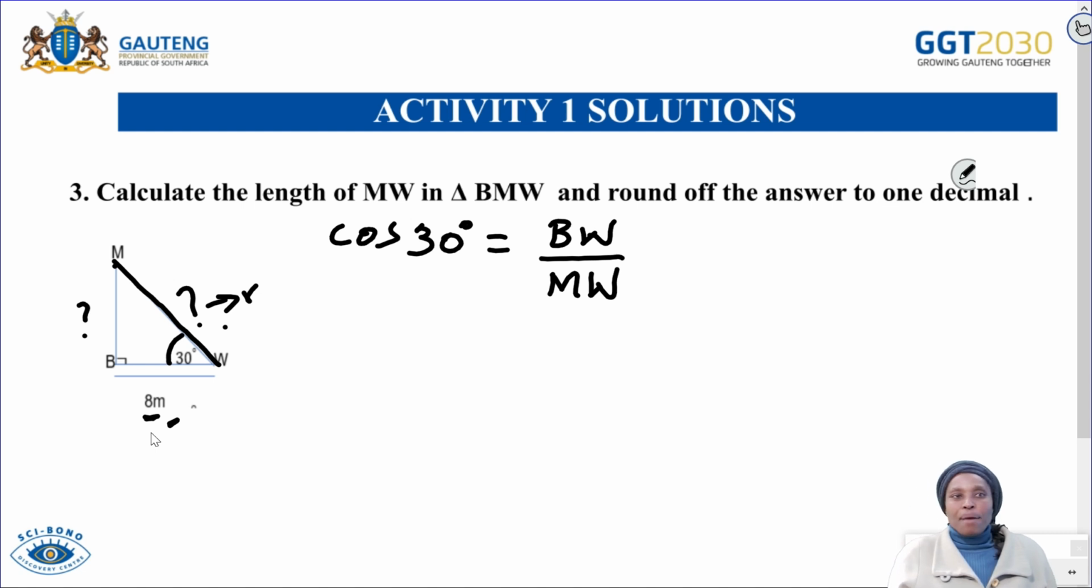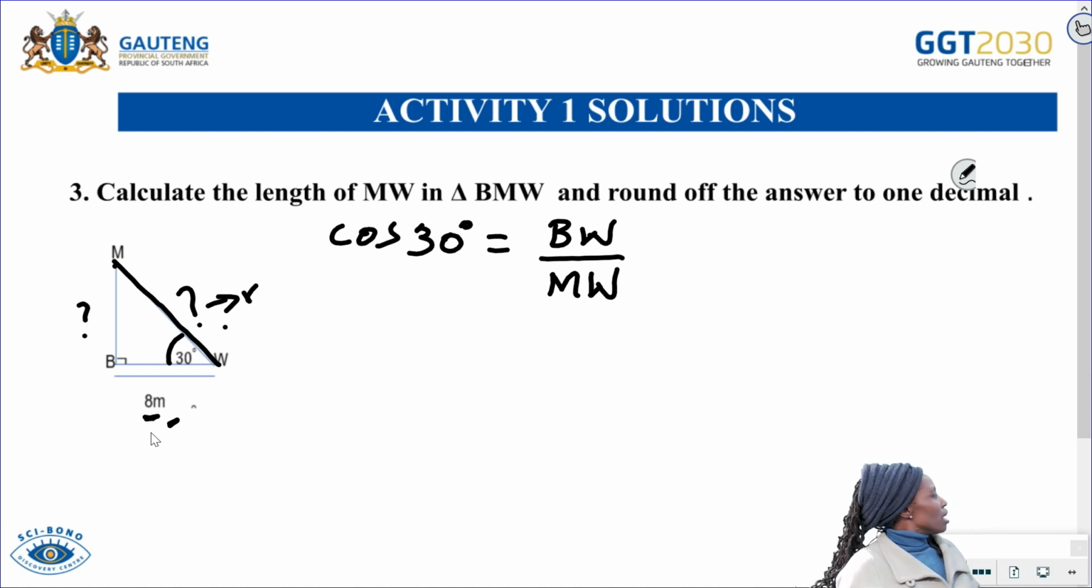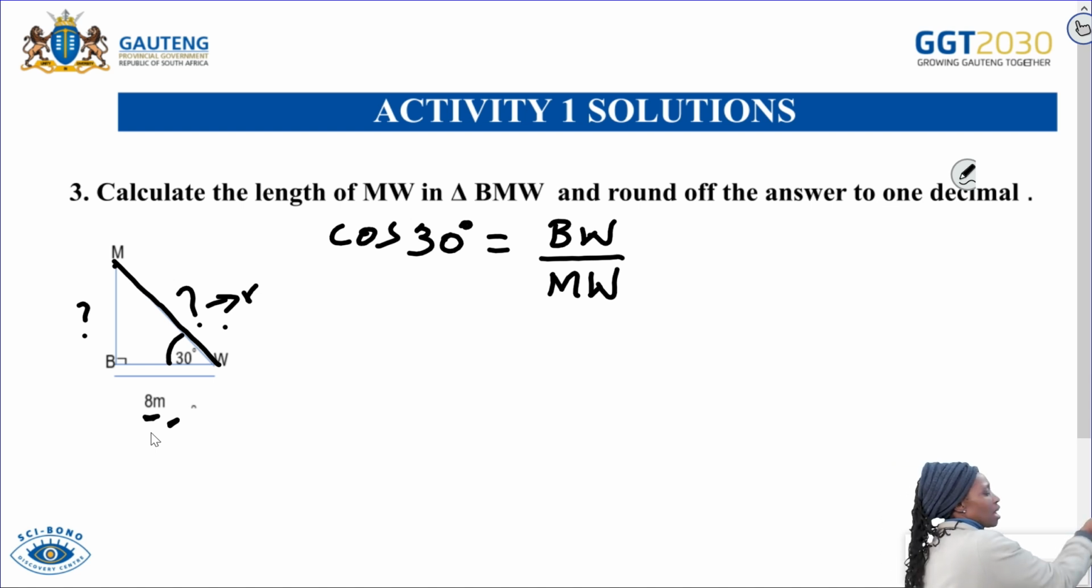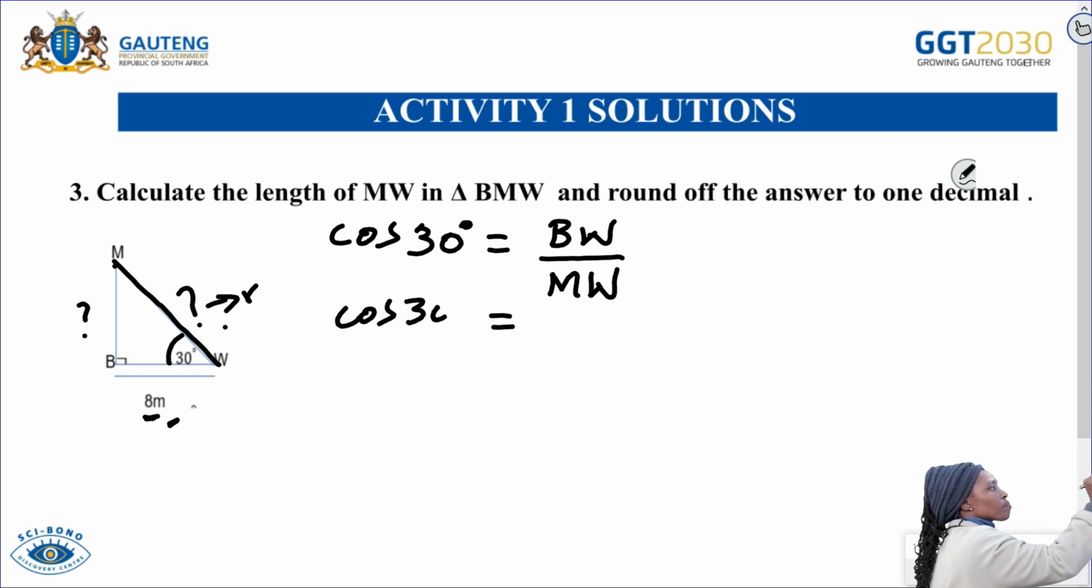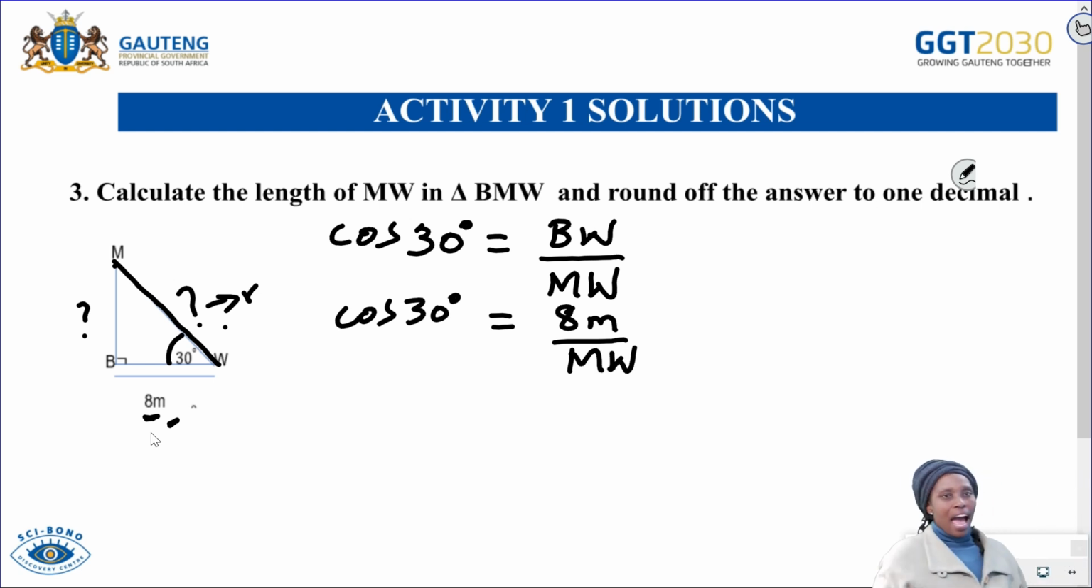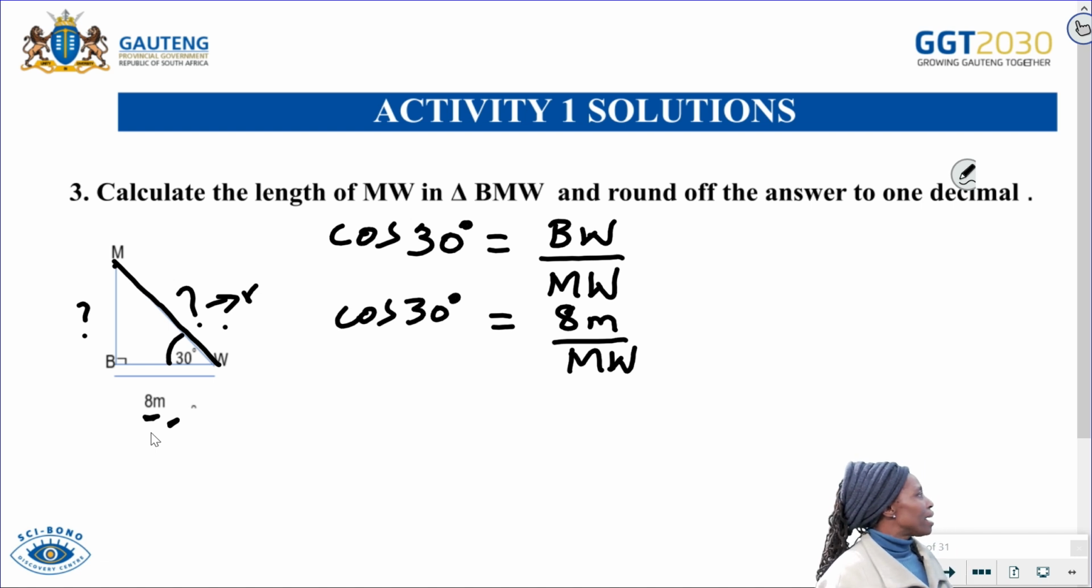So what am I solving? I am not solving anything because I'll be leaving the question unsolved if I take tan or I take sine. So the best ratio to use is cos of the angle. Cos 30 is BW, which is 8. I put the values now. Cos 30 degrees is equal to 8 meters over MW. And I must calculate for MW.